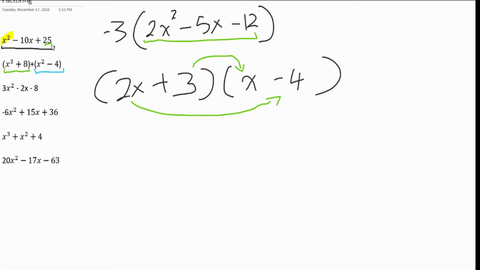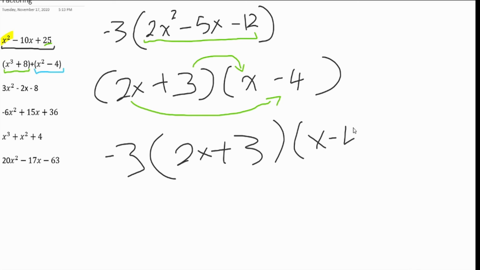And odds are it's probably not likely that you're going to get the correct factor the last thing you try. So just keep going. And just to make this correct, we have to write negative 3 at the front: negative 3 times 2x plus 3 times x minus 4. Right? Always remember to keep what you factored out initially.